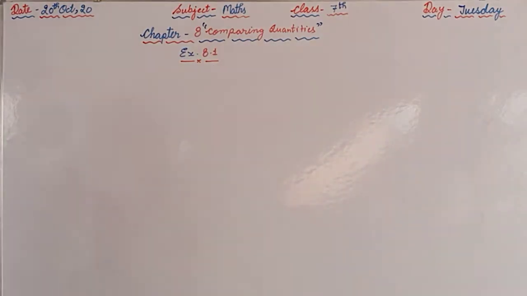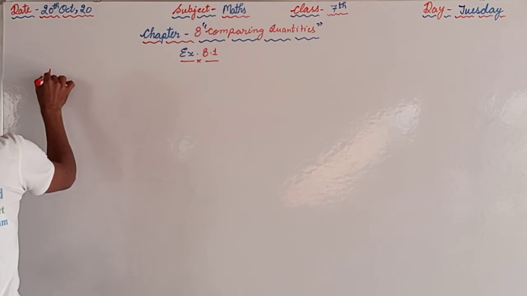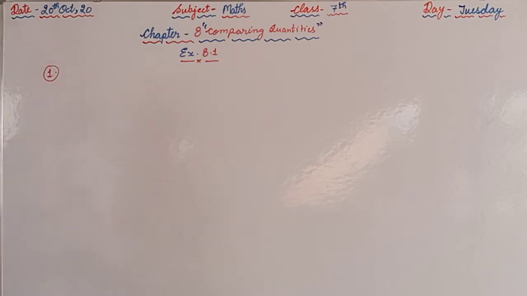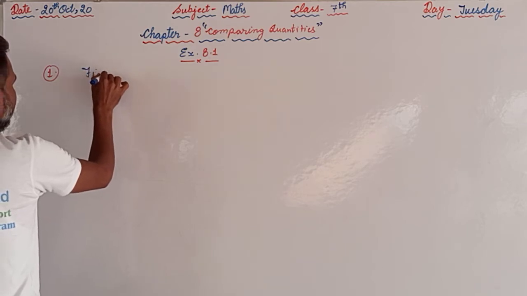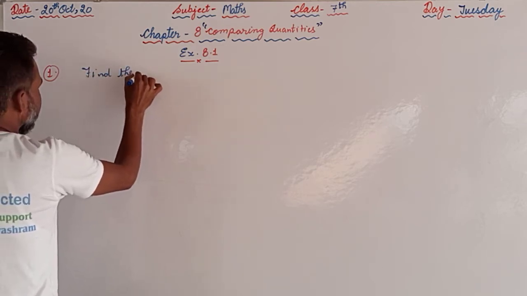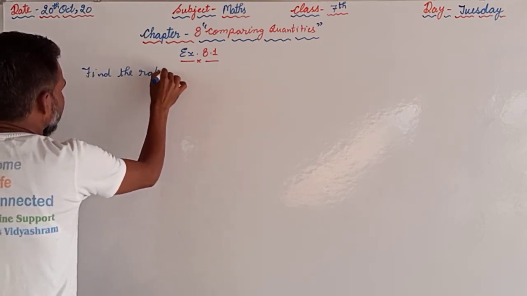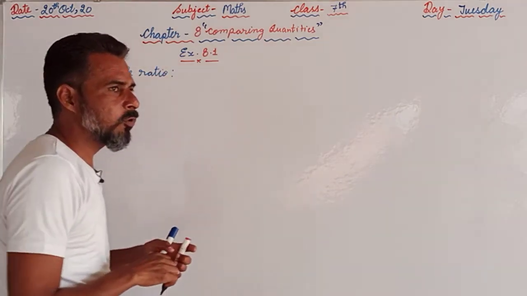So we will start with exercise 8.1. In exercise 8.1, first question, we are supposed to find the ratio. How to compare the quantities?